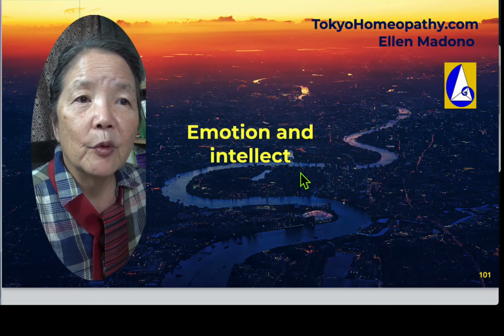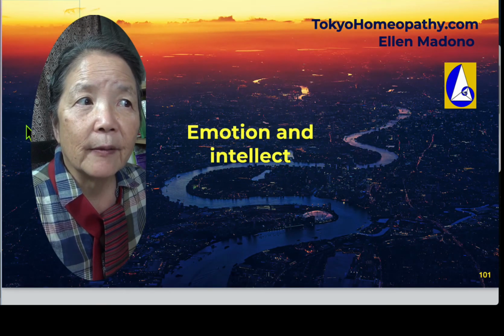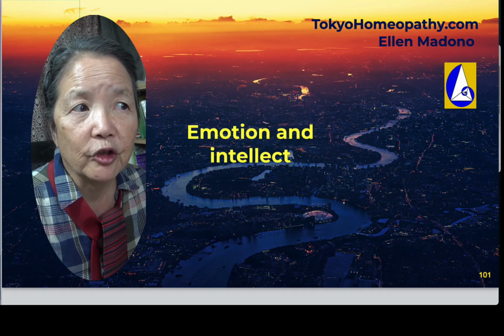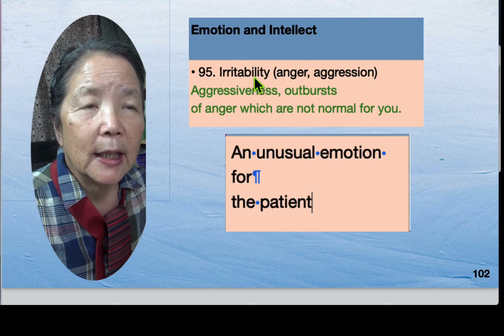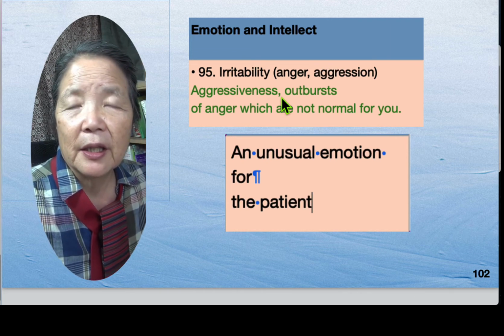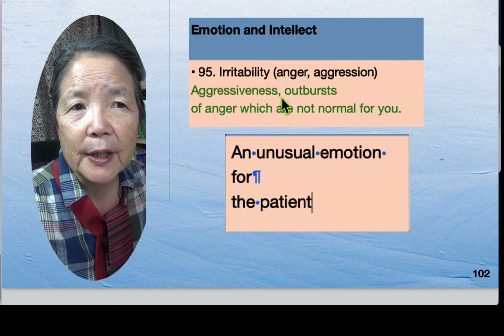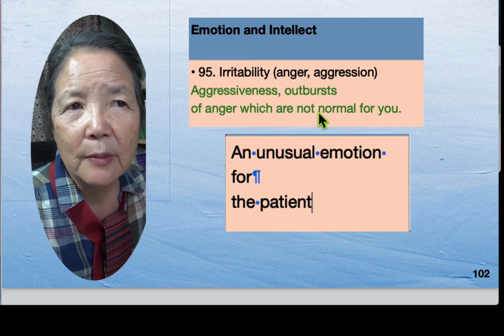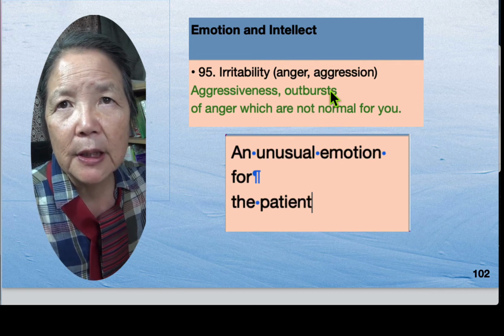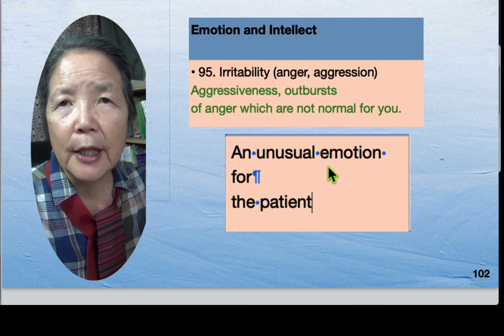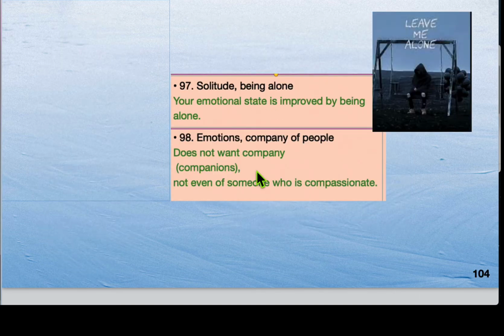Then we have emotion and intellect as a final category in this 100+ questionnaire. I had a little bit of a hard time understanding the questions on the website. But I watched some videos and I decided that what he really means is the irritability that he describes here. If it's unusual for that patient, then you're supposed to mark that. These two rubrics are kind of related.